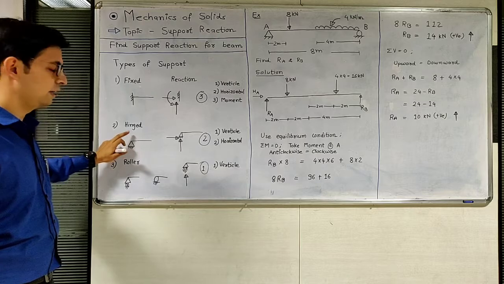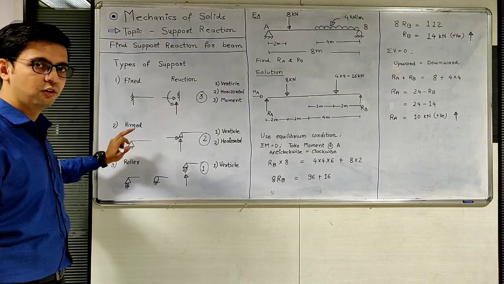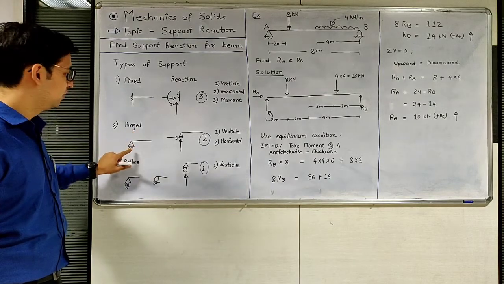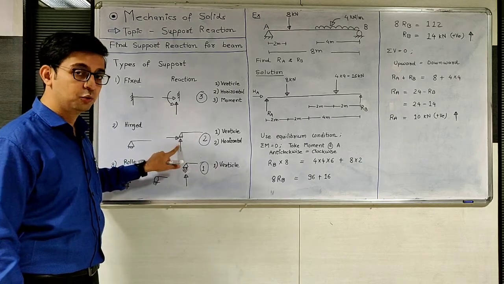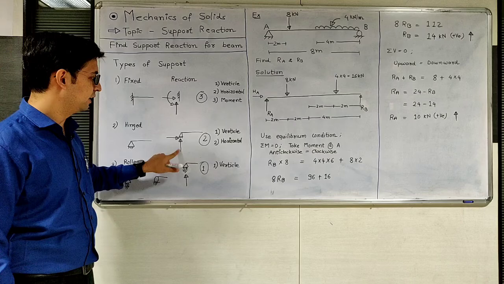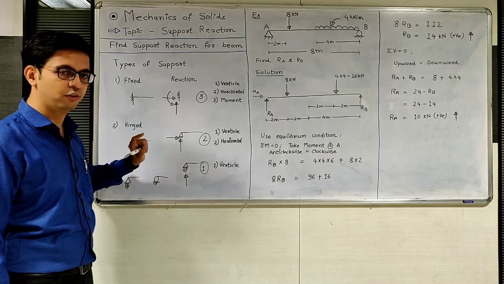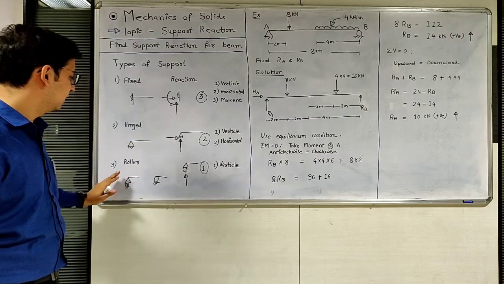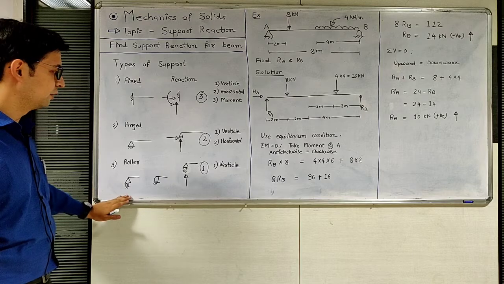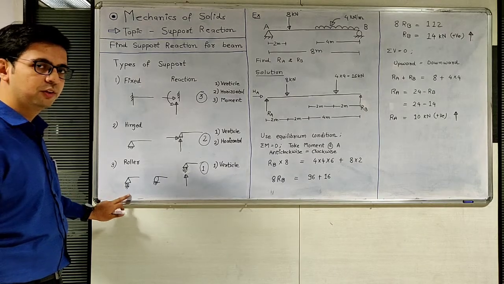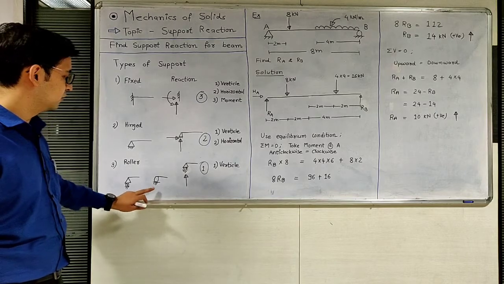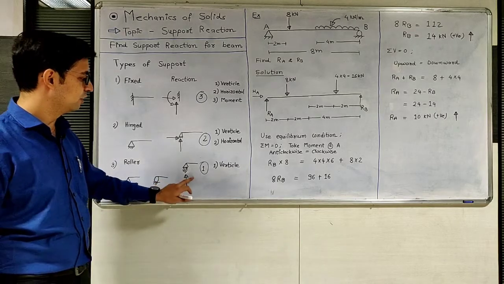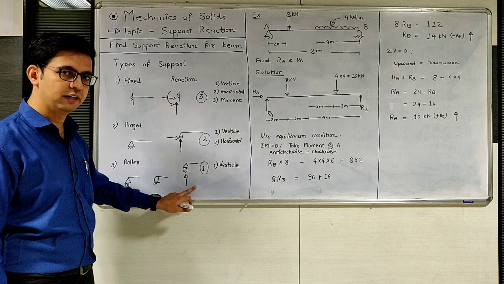Second type of support is hinge support, also called as pin support. Hinge support will generate two reactions. First one is vertical reaction, second one is horizontal reaction. And third type of support is roller support. We can indicate roller support by these two symbols, and roller support will generate only vertical reaction.